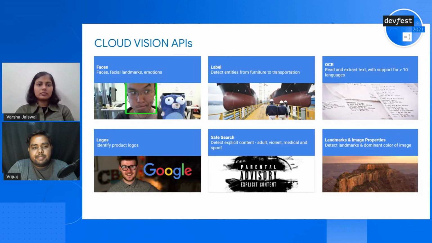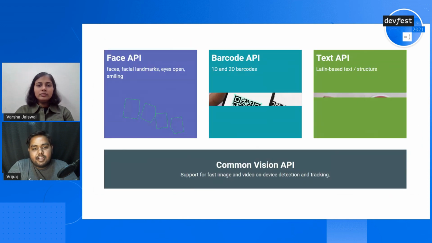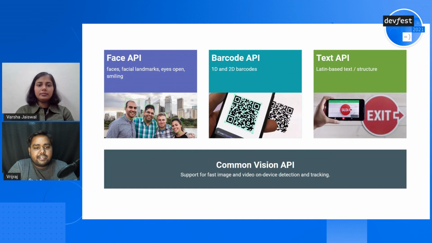So we have APIs, let's say the Cloud Vision API. With the help of Vision, you can detect faces, detect labels, and also do OCR, logos, safe search, and landmarks. And there are a lot of other features. Let's say you can detect a face, barcode, and text APIs. So with the help of these APIs, you can build very fast and highly performant applications.